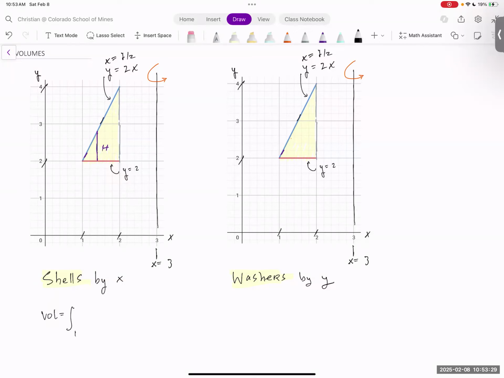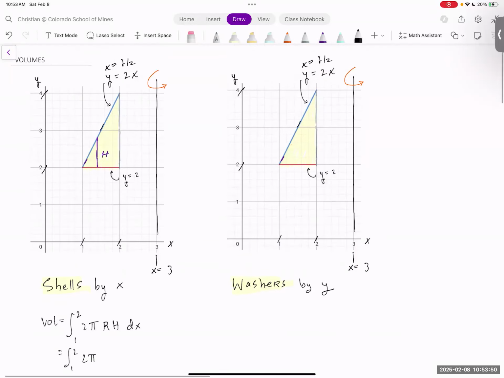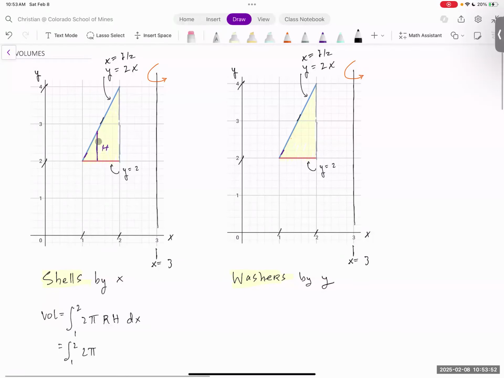So from 1 to 2, we're going to integrate on the surface area of a particular cylinder, and that's going to be 2 pi radius times the height, dx. So 1 to 2, 2 pi, we'll need our radius and our height. We drew our height in the picture. It's going to be the vertical distance. Again, our radius in the picture goes from that height always out to the axis of rotation.